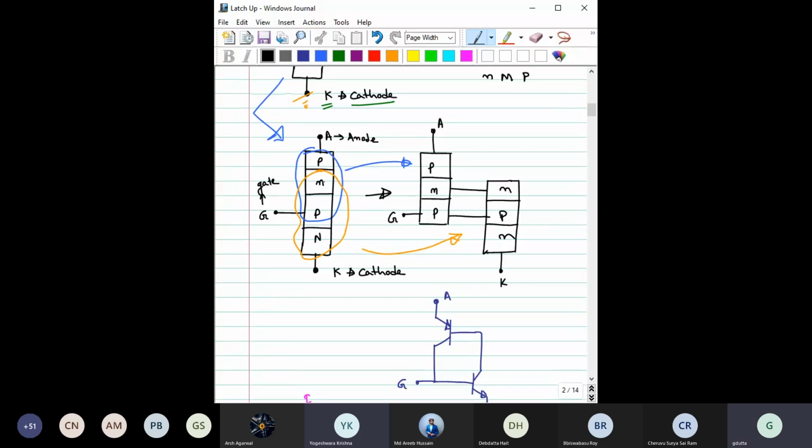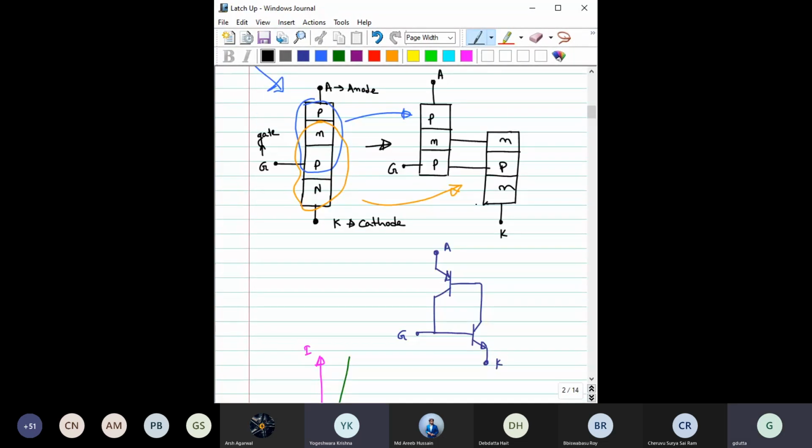So this four layer structure can probably be represented like this: the PNP and this NPN, where these two ends are the same. So basically they are shorted. These two P are the same, so they are shorted. And you have the gate terminal here. So I can write it like this.